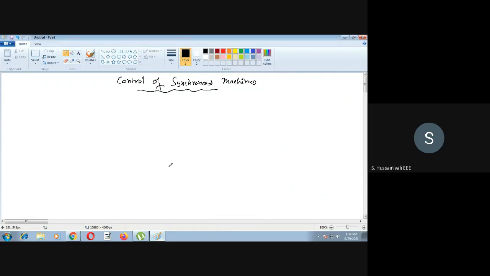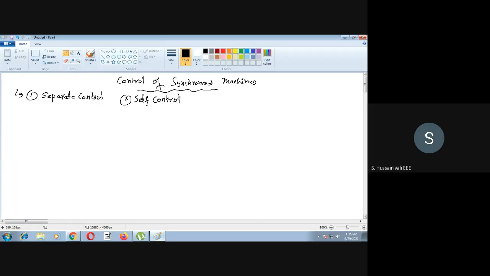Okay. So mainly two types of controls are there for this synchronous machine. One is separate control. The other one is self control. These are the two control methods for the synchronous machine.